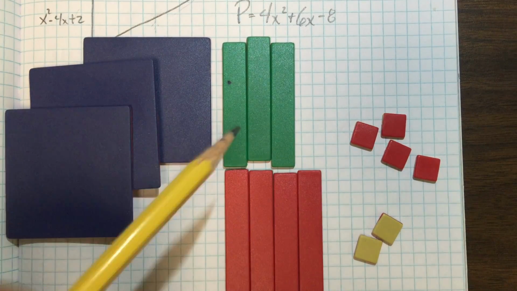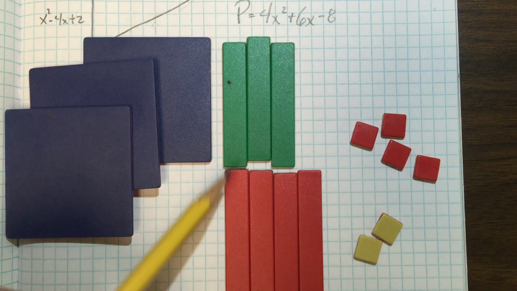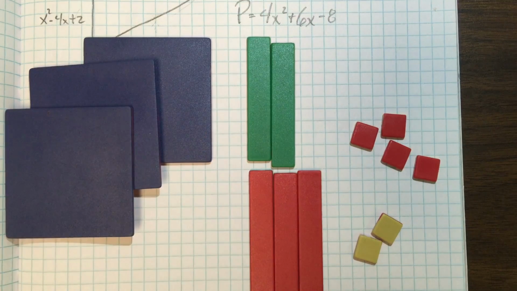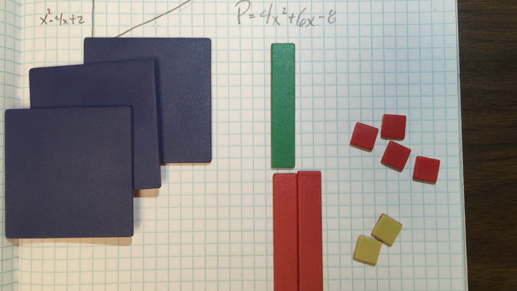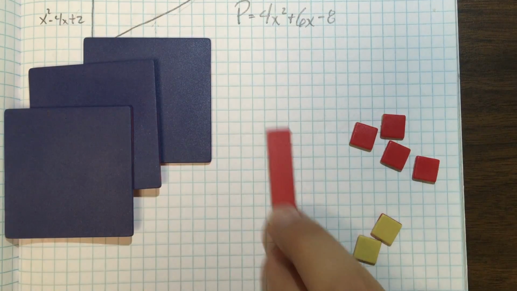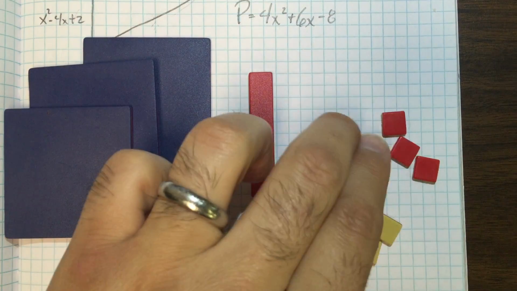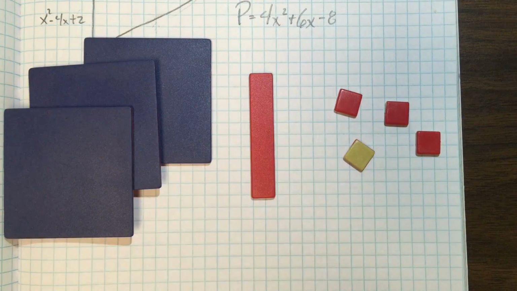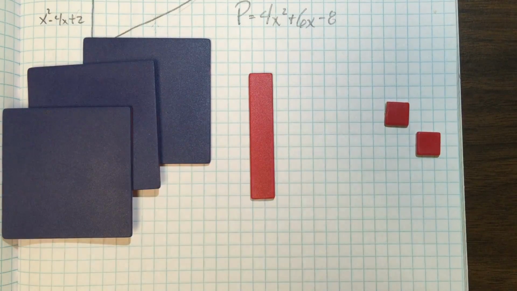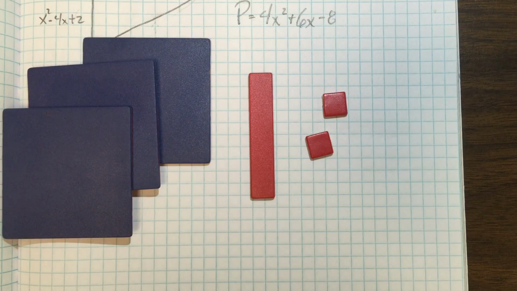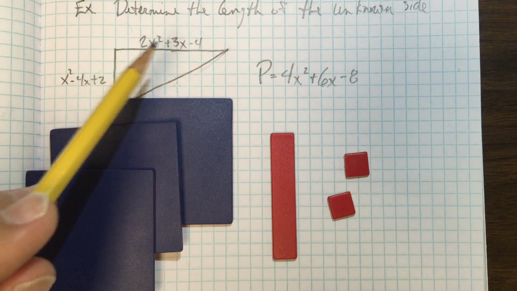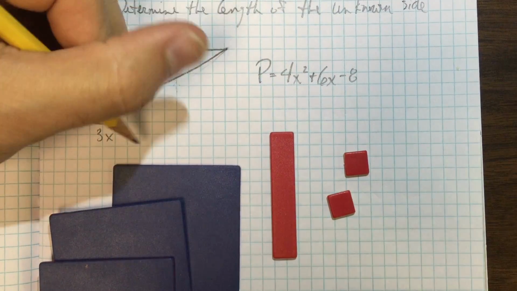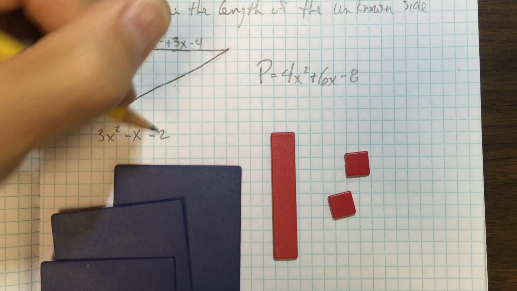So I've got 3x squared, x and a negative x. x minus x is 0. x minus x is 0. x minus x is 0. Anything minus itself is 0. So I'm left with negative x. Let's talk about the ones. 1 minus 1 is 0. 1 minus 1 is 0. So I'm left with negative 2. So what I have here, when I add together my two legs, is 3x squared minus x minus 2.